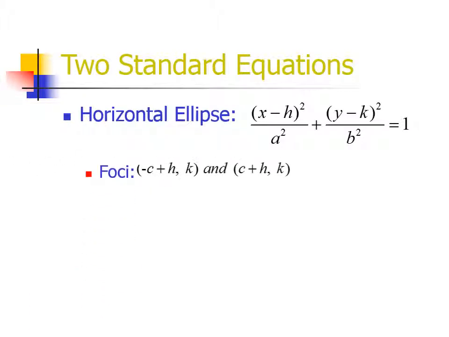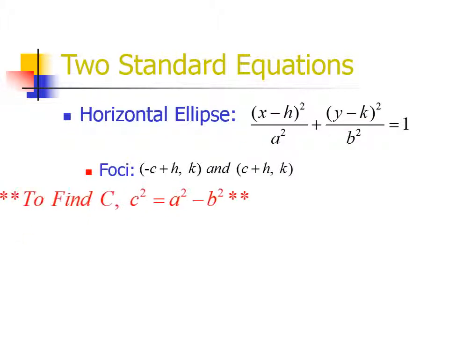In addition, you have how to find the foci. We're adding the value of c to h, and subtracting the value of c from h. Notice that that affects the x-coordinate. And that's because, again, this is a horizontal ellipse, so we're going to be moving away from the center of the ellipse in a horizontal direction. (h, k) still represents the center.